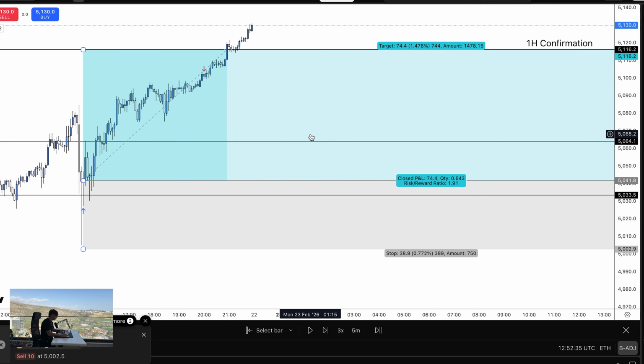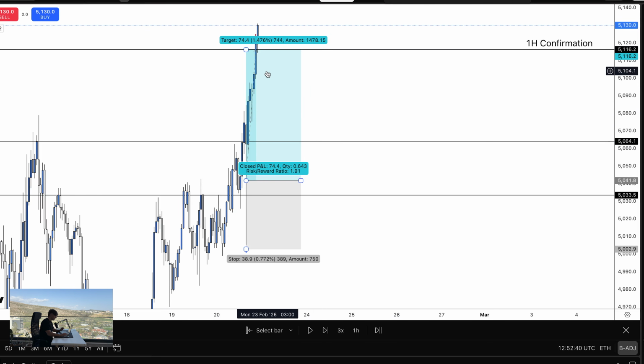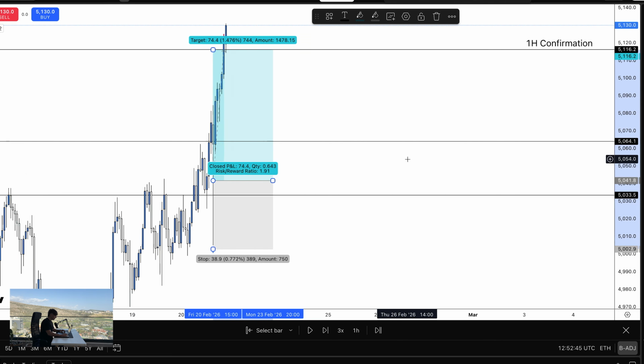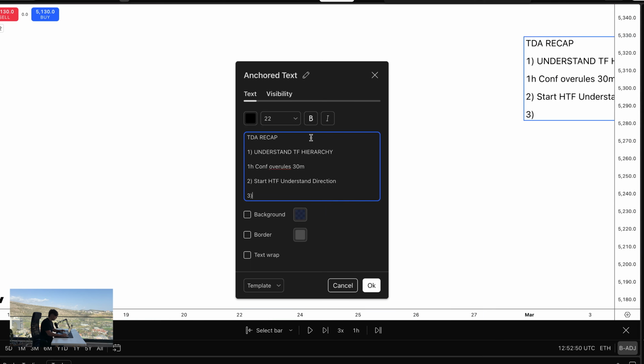So there you are, we've just secured a 2-to-1 risk to reward simply by dialing into that lower time frame, which makes it a lot easier. With this way, you're going to make a lot more money and you don't have to worry about the confirmation being lower, which is absolutely unreal.